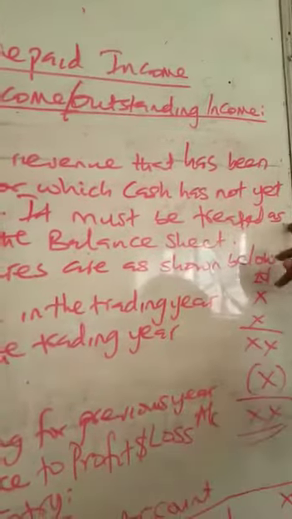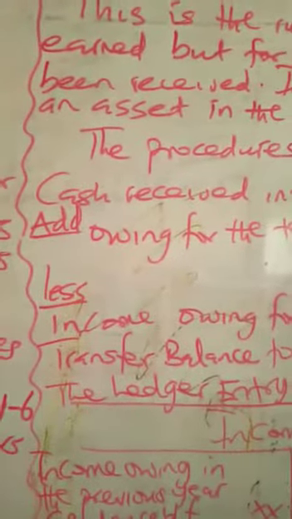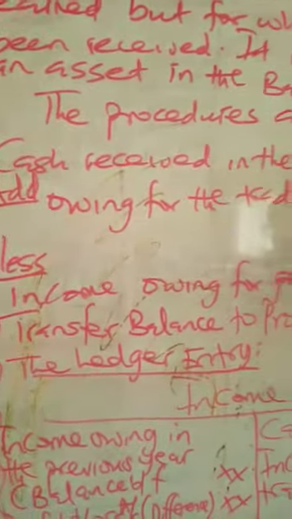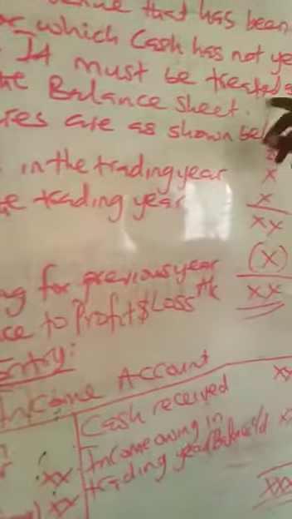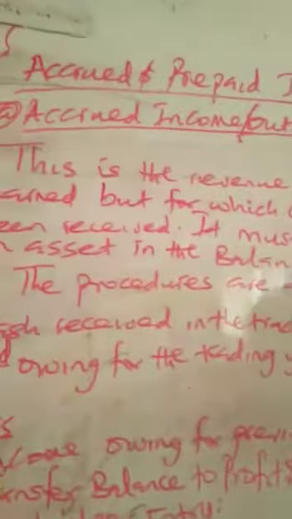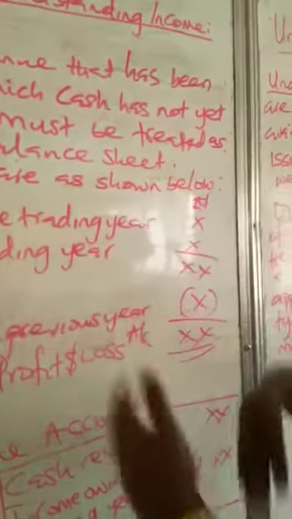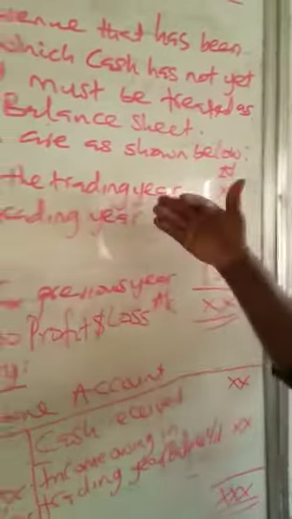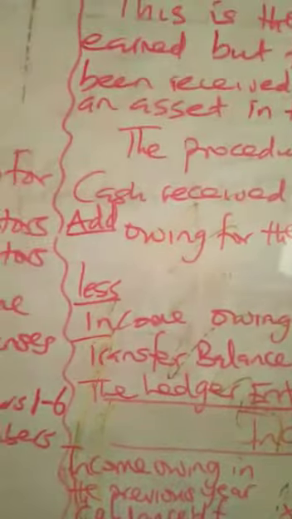So it must be treated in the balance sheet as an asset. You will agree with me that as the landlord, that is an asset to you. The rent that your tenant has not paid but he has spent that month in your house. So the rent that he has not paid is known as accrued income and it will be treated in the balance sheet as an asset. So how do you now adjust for it? When you are given a question, you will see the procedures to be followed below. That is how to account for it.